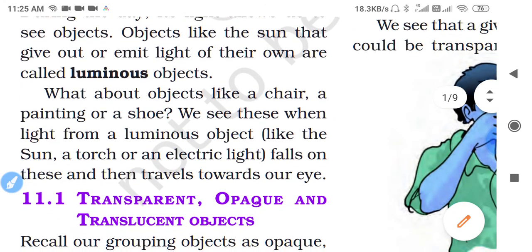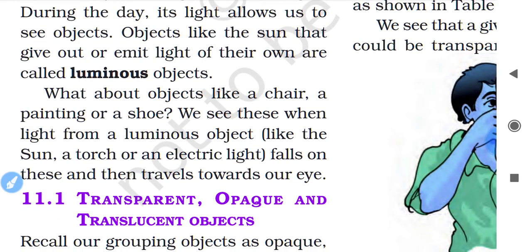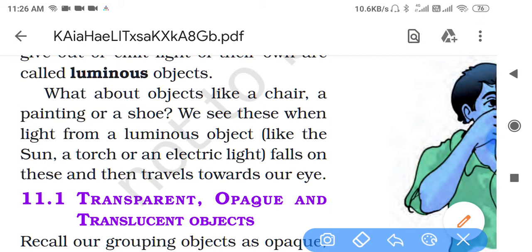So what about objects like a chair, a painting, or a shoe? We see these when light from a luminous object like the sun, a torch, or an electric light falls on these and then travels towards our eye. So for non-luminous objects, there are very easy examples: chair, shoe, painting, anything which we are not able to see in the dark. These are non-luminous objects.